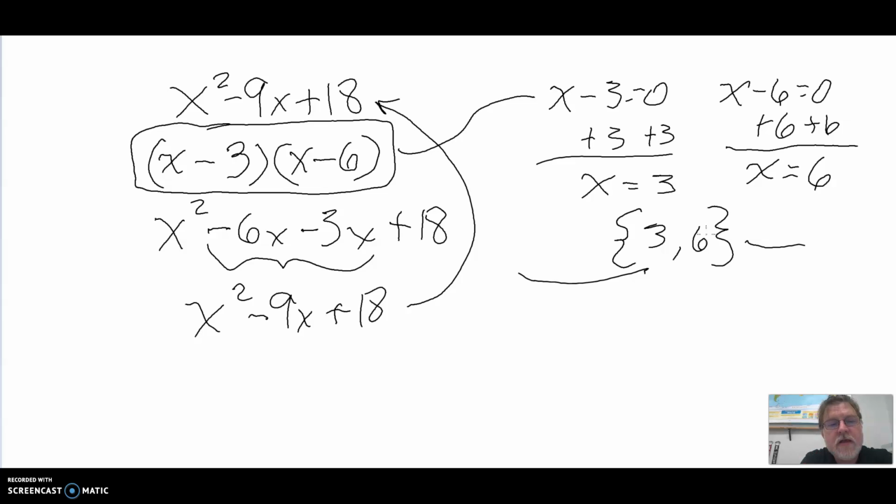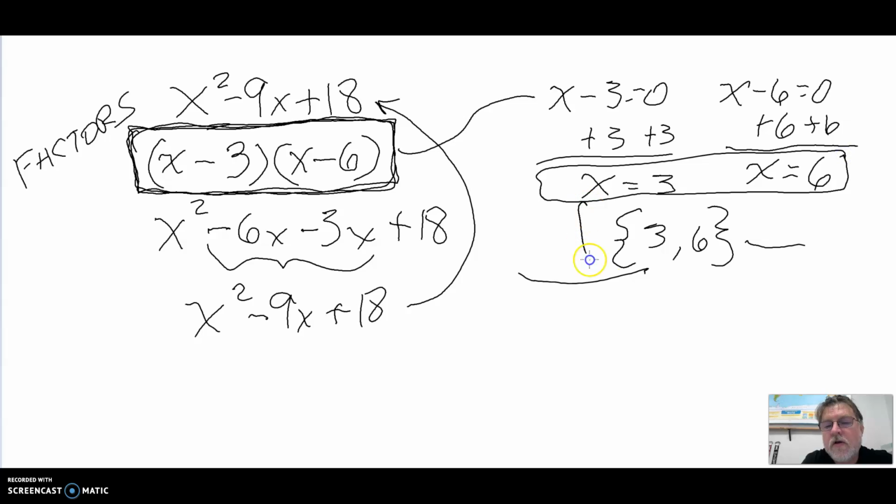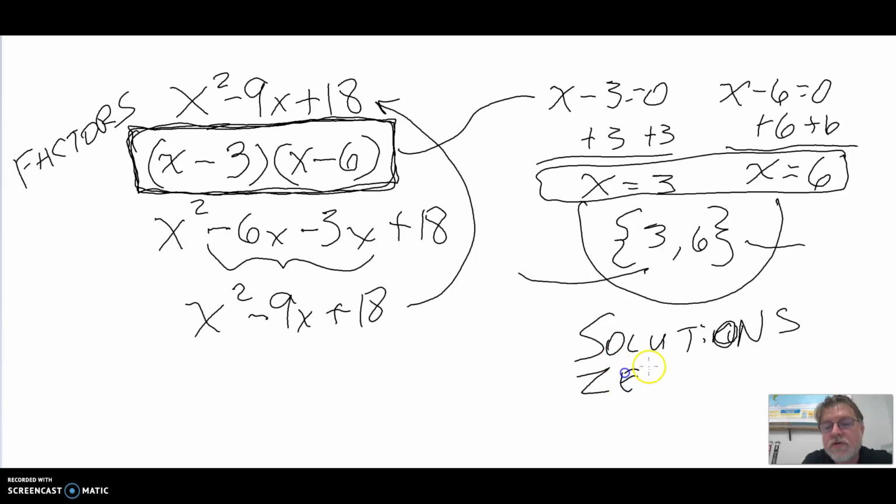Remember that these over here are not solutions. These two binomials are called factors. And these are called solutions. And they're called zeros. And they're called intercepts.